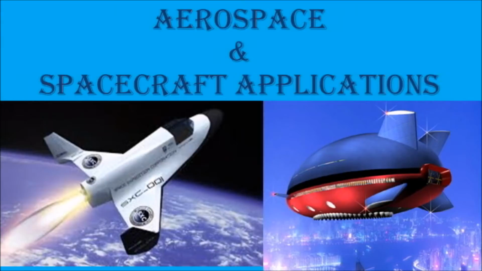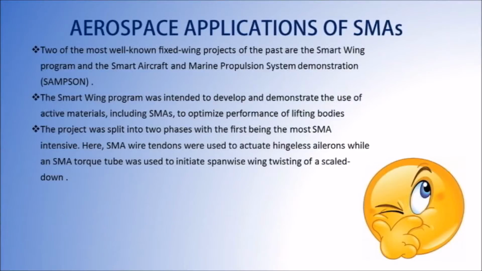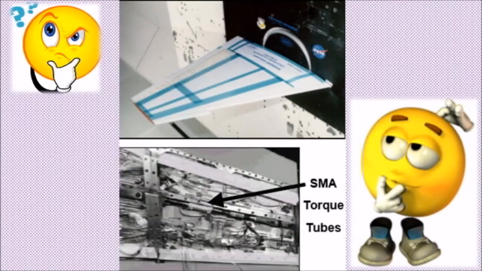As told, I'll discuss a bit on the aerospace and spacecraft applications. The Smart Wing program was intended to develop and demonstrate the use of active materials, including SMAs, to optimize performance of lifting bodies. The project was split into two phases, with the first being the most SMA intensive. Here, SMA wire tendons were used to actuate hingeless ailerons, while an SMA torque tube was used to initiate spanwise wing twisting of a scaled down model. The figure here shows a total and cutaway view of an SMA torque tube as installed in the model wing during phase 1 of the Smart Wing project.